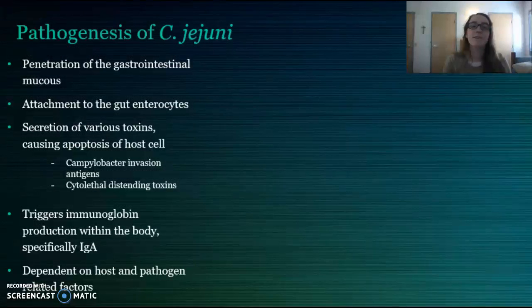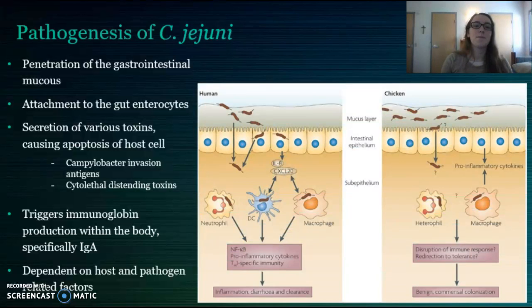Now, the penetration of gastrointestinal mucus is the first step of pathogenesis. You have the movement through the mucus layer using those bipolar flagella, and then it attaches to the gut enterocytes. The secretion of various toxins will occur at that point, which cause the apoptosis of the host cell. And in general, some of the secretions will be Campylobacter invasion antigens and cytolethal distending toxins A, B, and C. But these are going to depend on the different strains.